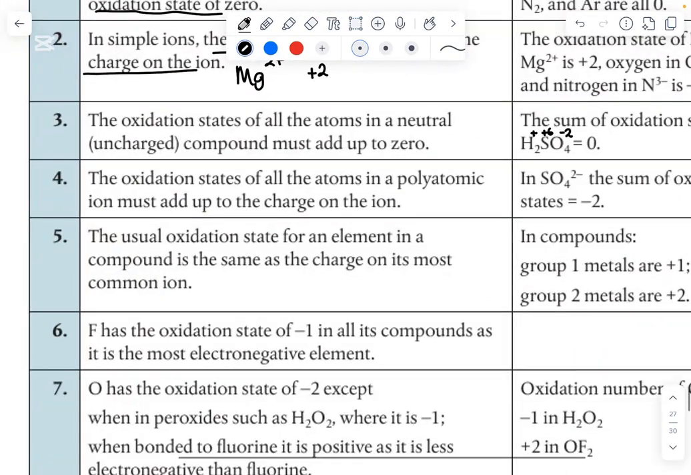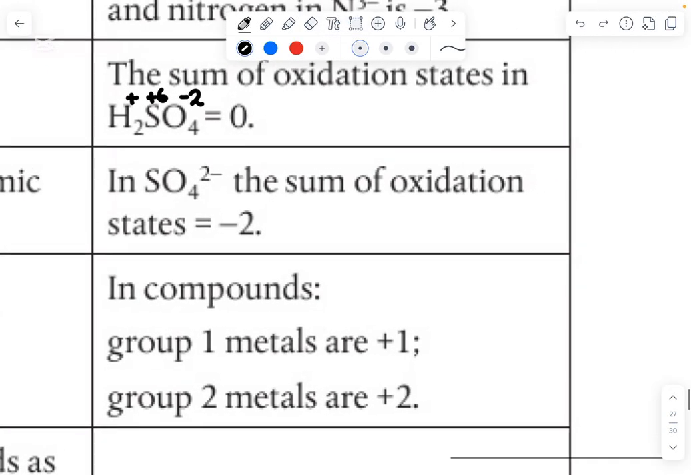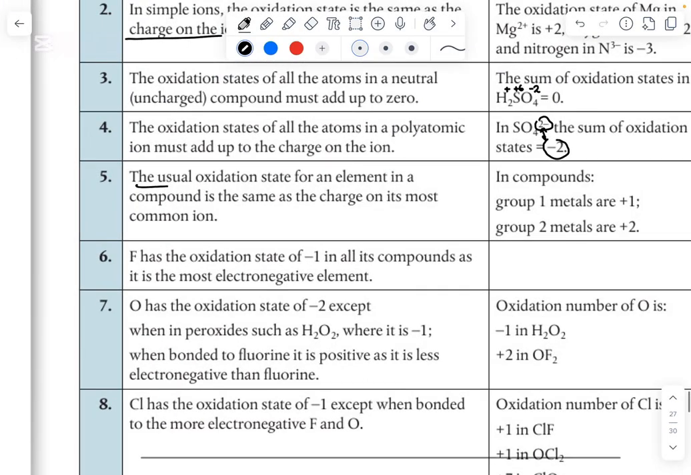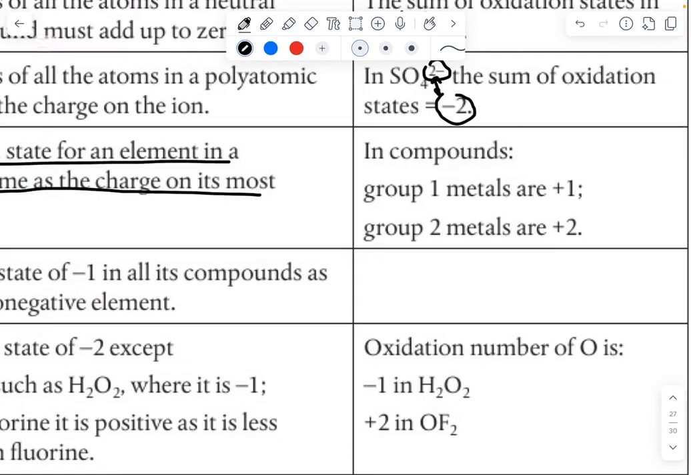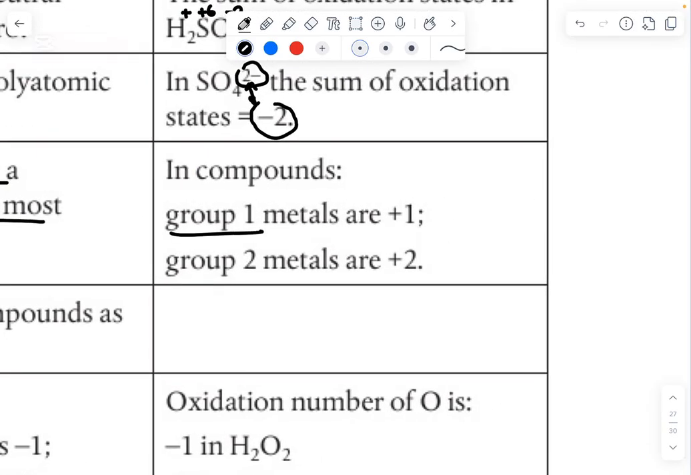The oxidation states of all the atoms in a polyatomic ion must add up to the charge of the ion. As you can see, the charge of the ion is going to be equal to the sum of the oxidation states. The usual oxidation state for an element in a compound is the same as the charge on its most common ion. As you can see, group 1 metals are +1, so sodium is always going to be +1, and group 2 metals are going to be +2, so magnesium, as an example, is going to be +2.